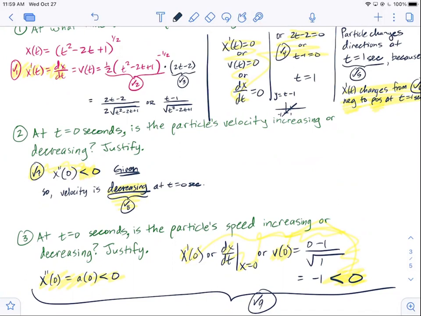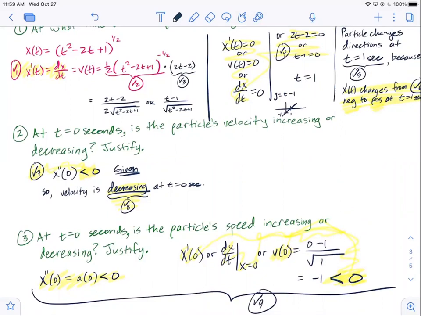To determine if the velocity is increasing or decreasing, here's the deal. To determine if any function is increasing or decreasing at a moment, you look at its derivative. So if I want to know if velocity is increasing, I need to look at its derivative at that moment. And the derivative of velocity is acceleration. If you just look at the velocity, it tells you if the position is changing.